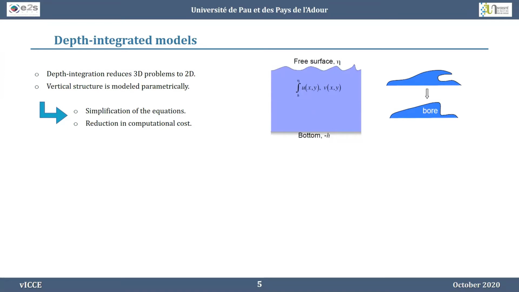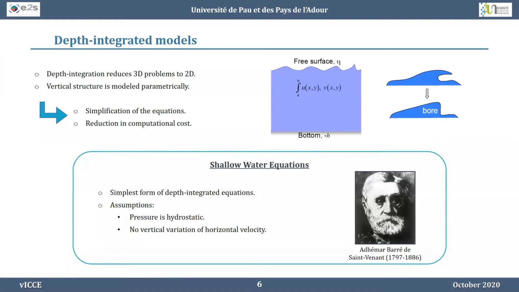Nowadays, there exist many depth-integrated approaches, each based on different assumptions and approximations of the vertical structure. The simplest form of these depth-integrated equations is, of course, the shallow water equations, which were derived by Saint-Venant in the 19th century. These equations are based on the assumption that the pressure is hydrostatic and that the horizontal velocity is uniform over the water depth.